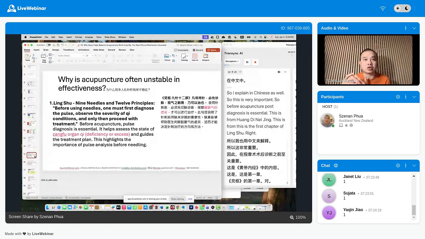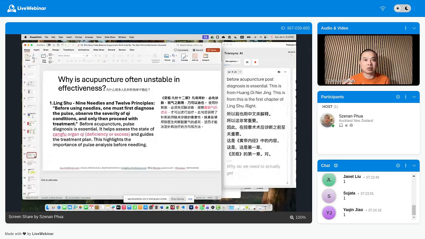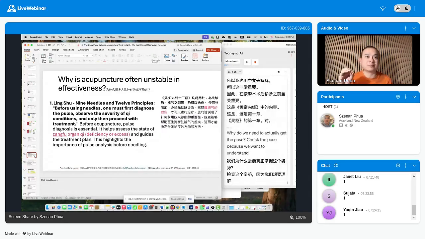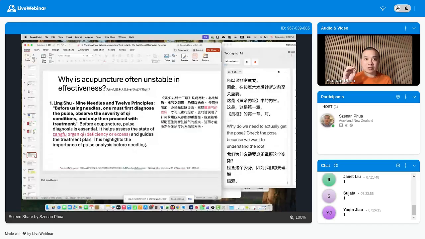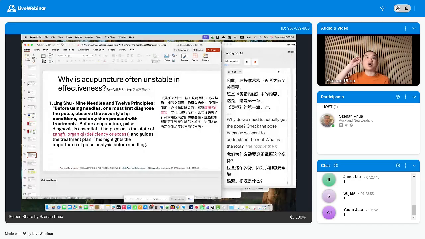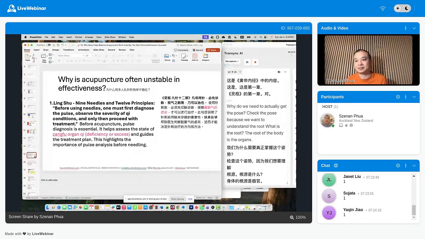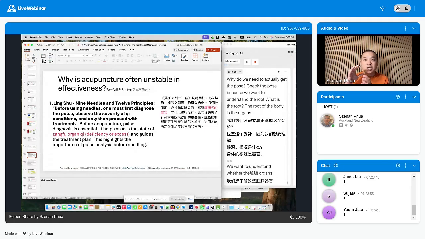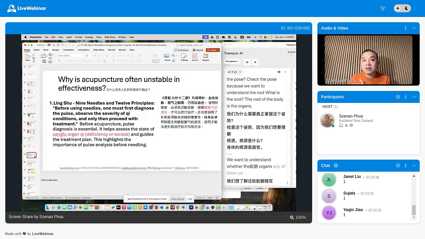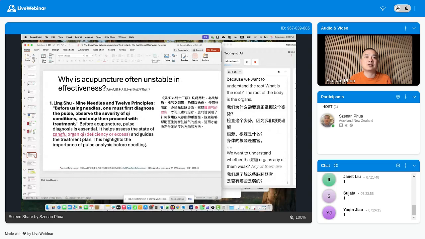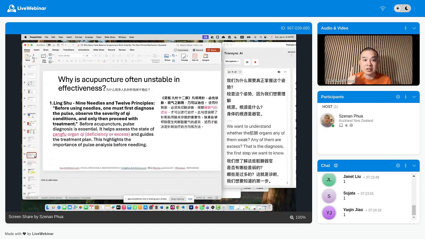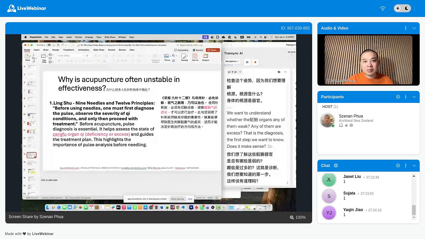Why do we need to check the pulse? Because we want to understand the root. What is the root? The root of the body is the organs, 脏腑 organs. We want to understand whether any of the 脏腑 organs are weak, or any of them excess. That is the diagnosis, the first step we want to know. Does it make sense? So I did not make this up. It's all from Huang Di Neijing.